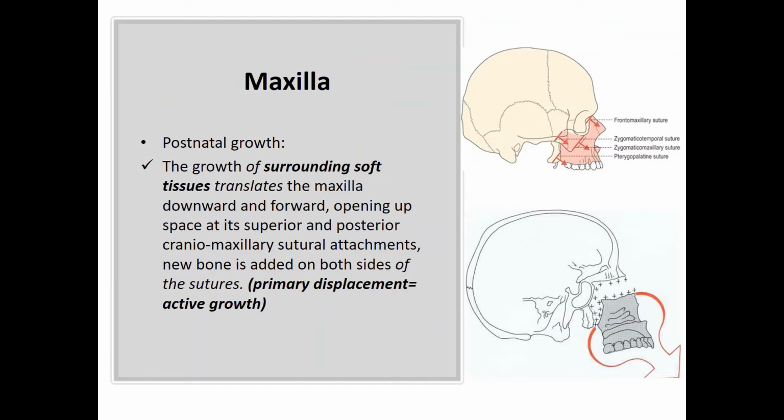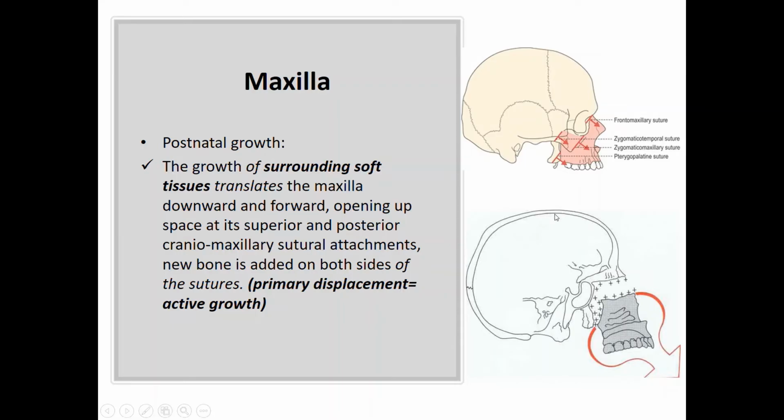And after birth, what happens is that this maxilla will further grow and develop by primary displacement. Primary displacement is the result of the growth of the surrounding structures. The envelope where the maxilla is embedded will grow downward and forward, and this will push the sutures apart, and it will enhance formation of bone at those sutures, as if the maxilla is moving downward and forward through primary displacement, which is an active growth.